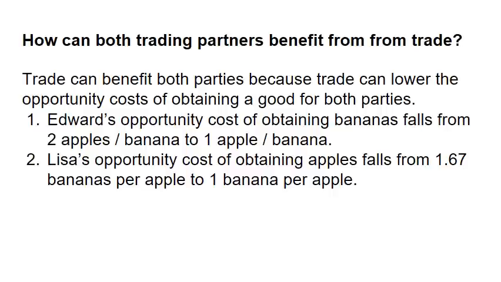Trade can benefit both parties because trade can lower the opportunity cost of obtaining a good for both parties. Edward's opportunity cost of obtaining bananas falls from 2 apples per banana to 1 apple per banana. That's the price of trade. Lisa's opportunity cost of obtaining apples falls from 1.67 bananas per apple to 1 banana per apple. Again, that's the price of trade.